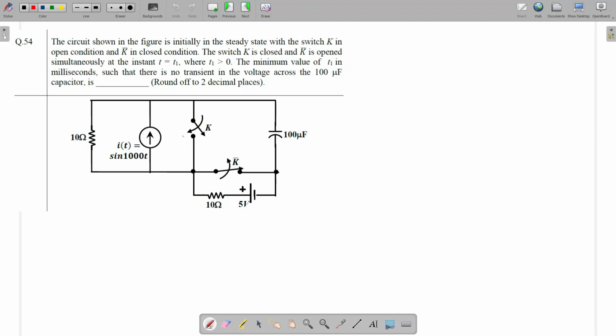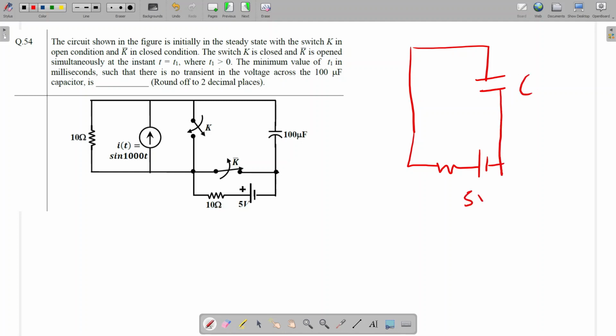At t equals t1, this circuit is happening. So what will be the circuit? This switch will close, this is the capacitor, and this is opening. So here it will be R and a 5 volt source: this is C, this is 5 volt and this is 10 ohm. This is just a DC circuit, independent from this side of the circuit. They are asking that after t equals t1, there should be no transient in this capacitor voltage.